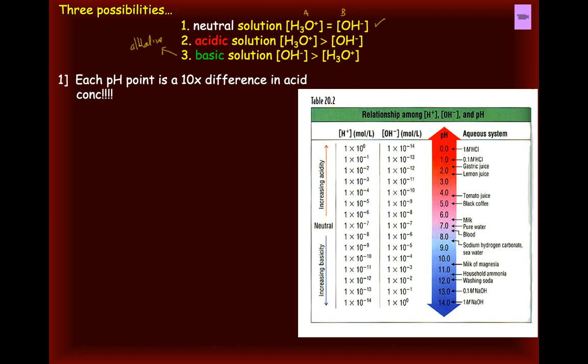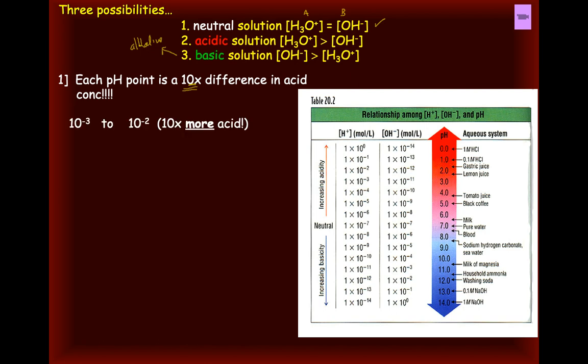So alkaline is an important thing to know about basic solutions. Another thing you want to realize is that because you're dealing with exponents, every time you go to another pH point, because it's the exponent of 10, you're going to have a 10 times difference in acid when you go from one pH point to the other.